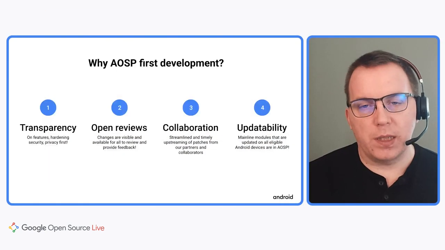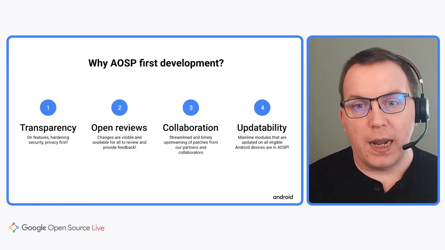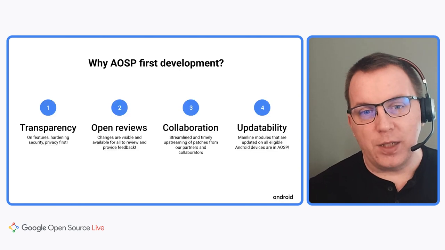Now, why do that, right? Developing in the public is hard. It opens you up to scrutiny. There are additional conversations. But really, for us, there are four big reasons that we like to do our development in AOSP first. So the first one is transparency.